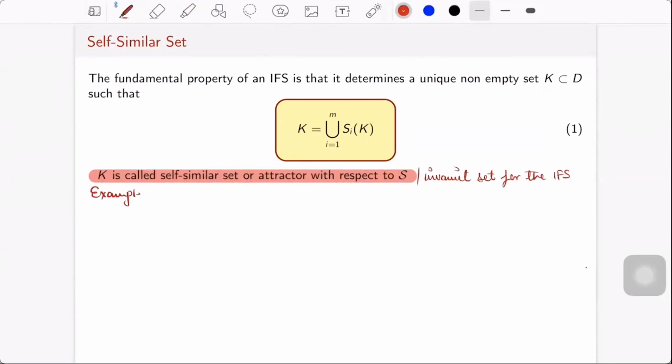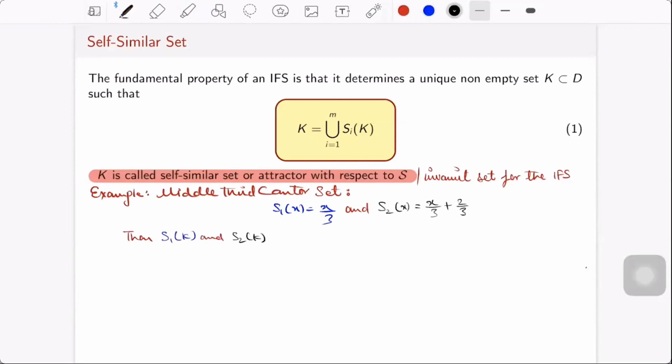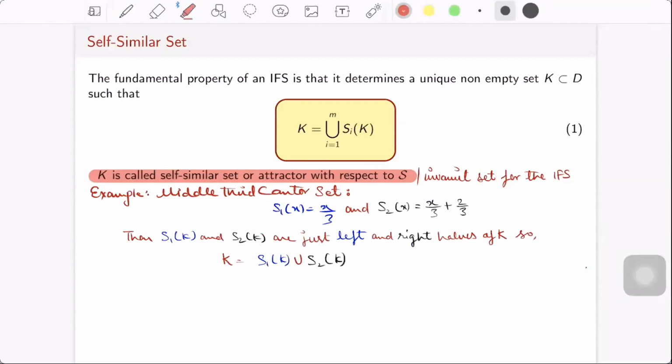Let us see an example of the middle third Cantor set. So we have seen that the first map S1 is x by 3 and S2 is x by 3 plus 2 by 3. Then S1 of K and S2 of K are just the left and right halves of K. So K is the union of these two copies. And the Cantor set is the attractor of the iterated function system consisting of contractions S1 and S2. The two mappings represent the basic similarities of the Cantor set.